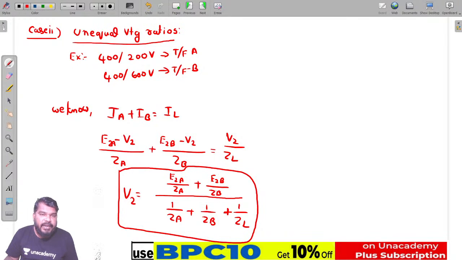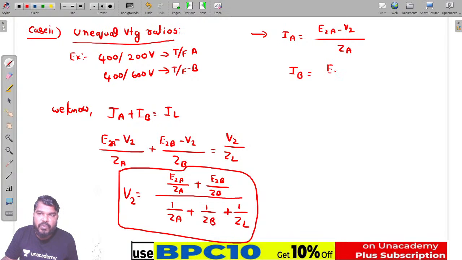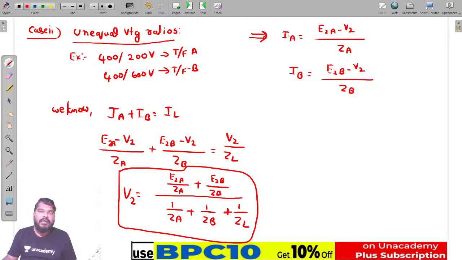After getting V2, find the currents. How do we get the IA value? IA is equal to (E2A minus V2) divided by ZA. Next, how do we get IB? IB is equal to (E2B minus V2) divided by ZB. So we can get the current in transformer A and the current in transformer B.